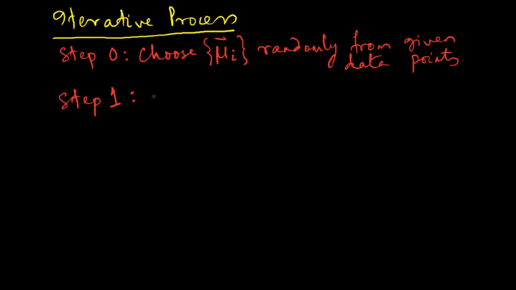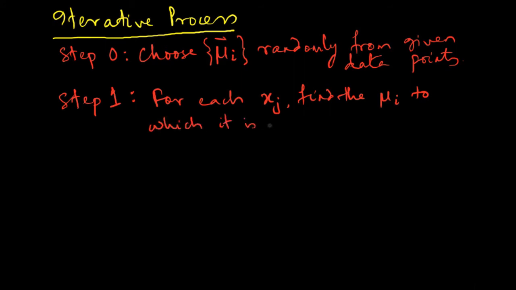So what you need to do is that for each xj, find the mu I to which it is closest, and then assign rji equal to 1, and once you have done this for all the xj points, all the remaining rji's will go to 0. Okay, so what does this mean?